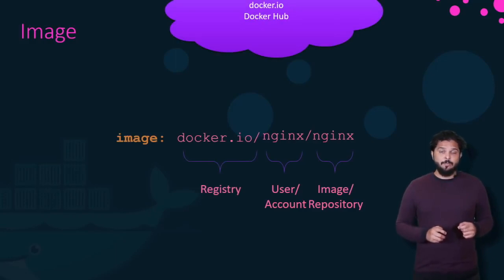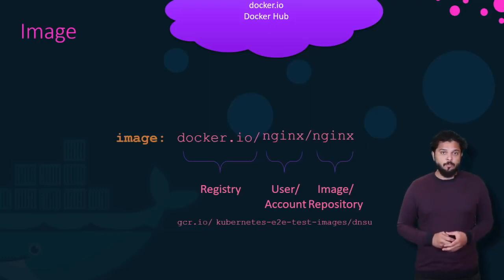The registry is where all the images are stored. Whenever you create a new image or update an existing image, you push it to the registry, and every time anyone deploys this application, it is pulled from that registry. There are many other popular registries as well. For example, Google's registry is at gcr.io, where a lot of Kubernetes-related images are stored, like the ones used for performing end-to-end tests on the cluster. These are all publicly accessible images that anyone can download and access.